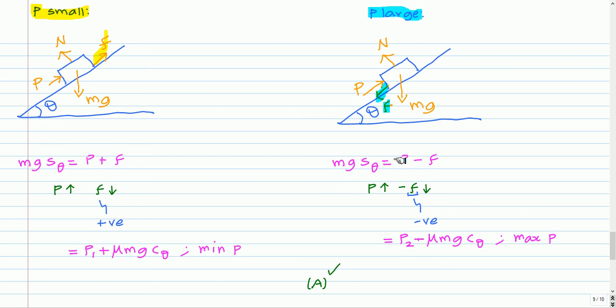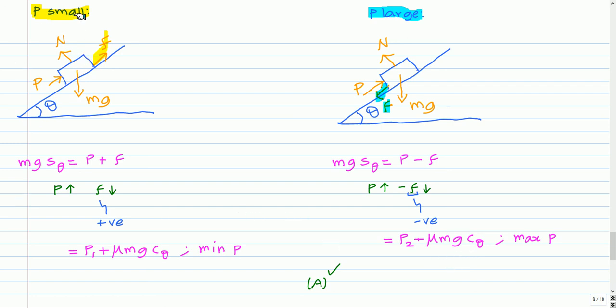So now as P keeps increasing, if you consider this minus F as one full quantity, that will keep decreasing, but the magnitude of the friction force will keep on increasing in the downward direction to balance this increase in the P force. And when P is maximum, the friction force would attain this maximum value of mu into normal reaction. So if you put the maximum value of P, P2, the friction force will become maximum, that is mu mg cos theta.